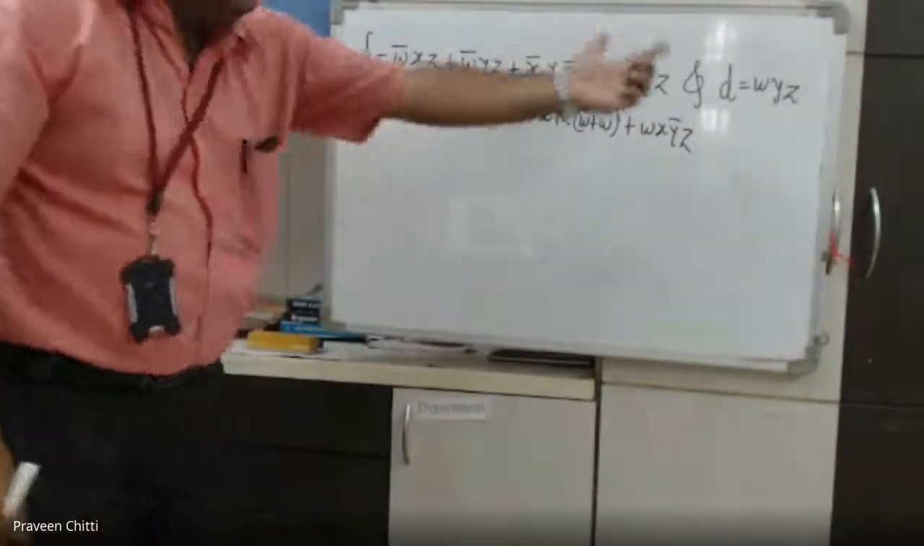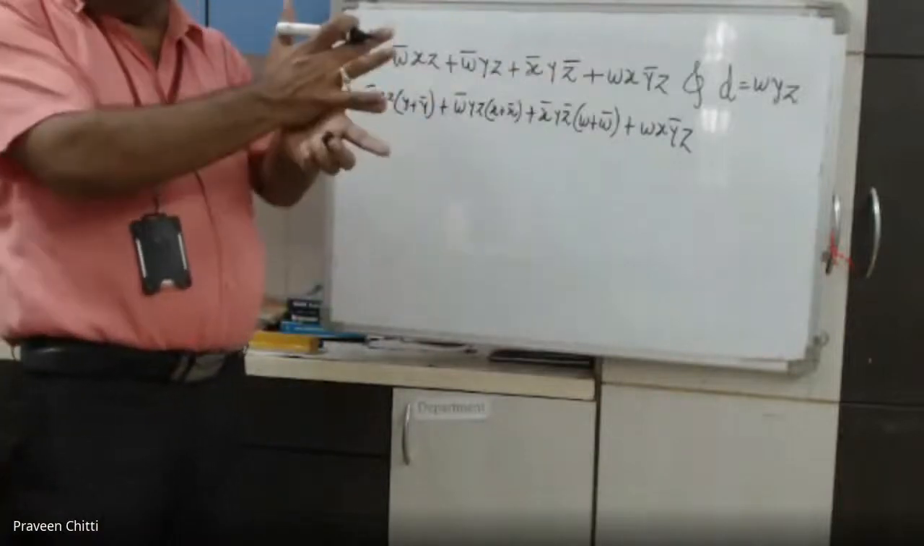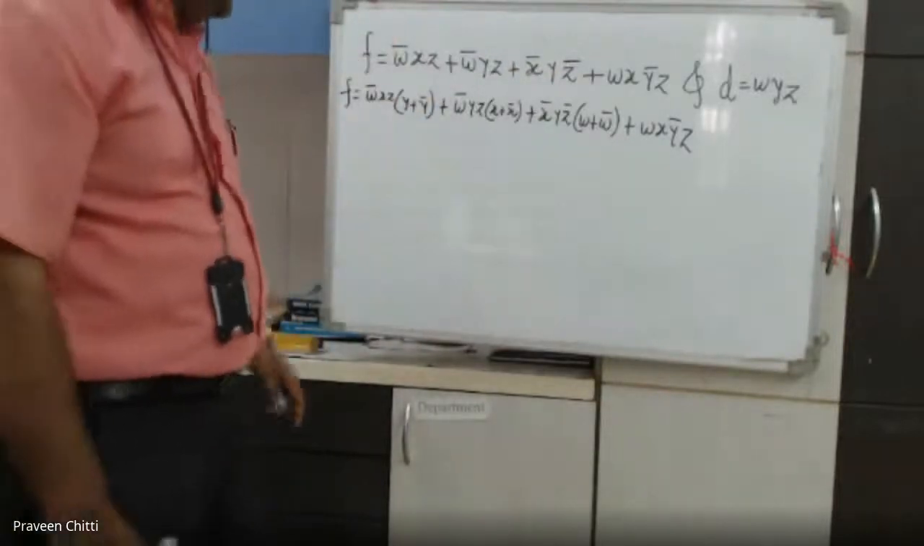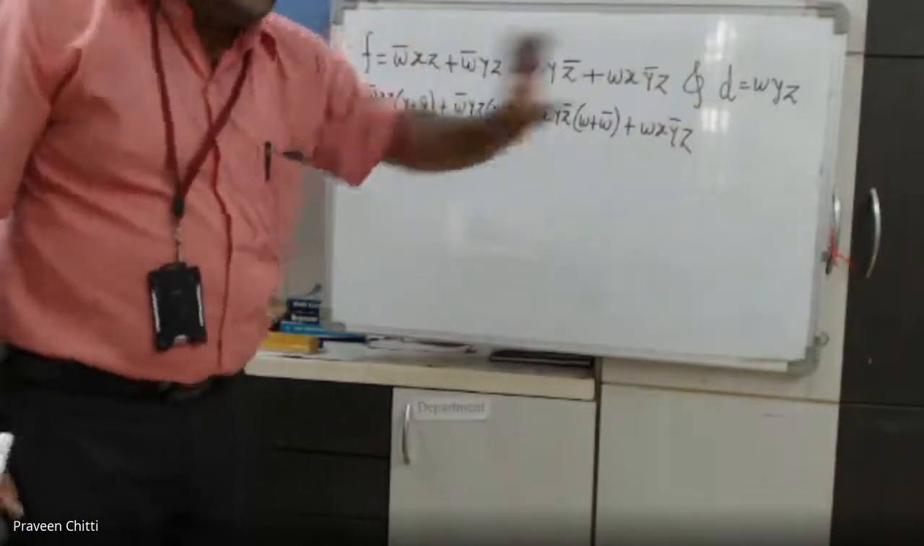First I take F, then I will take D separately, and in the last step we will combine both. Is that clear? D for the time being I will leave as it is.